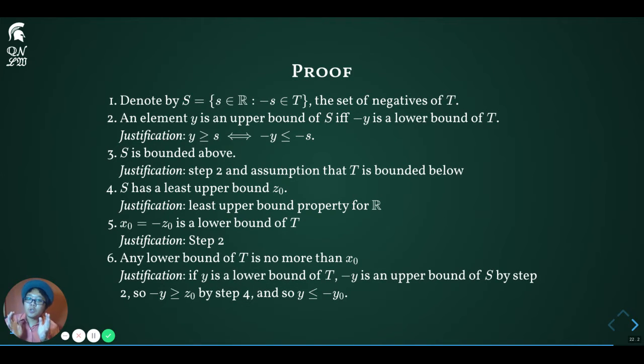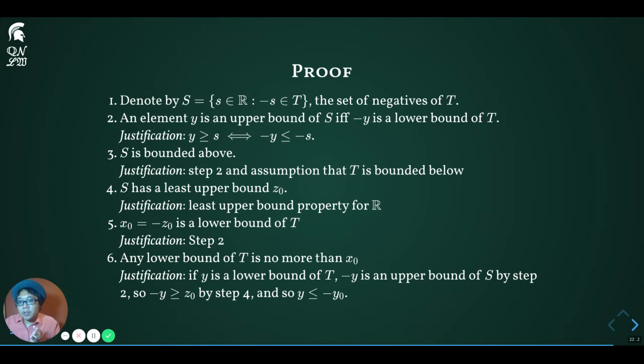We can deduce the greatest lower bound property from the least upper bound property by considering S, the set of negatives of the elements of T. So, if T contains 3, then S will contain minus 3. If S contains pi, then T will contain minus pi. The arithmetic properties of the ordering tell us that any lower bound of T is an upper bound of S, and vice versa.